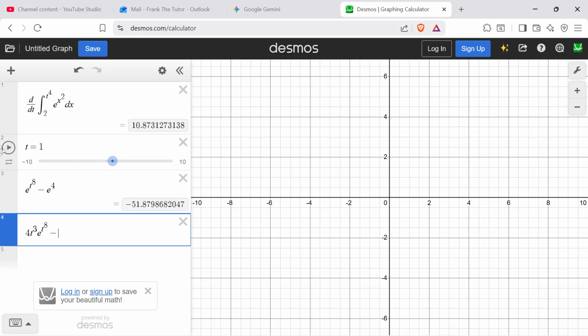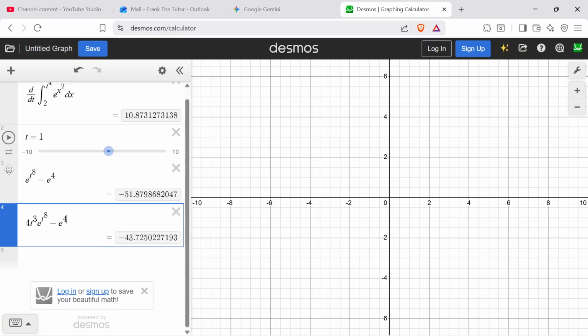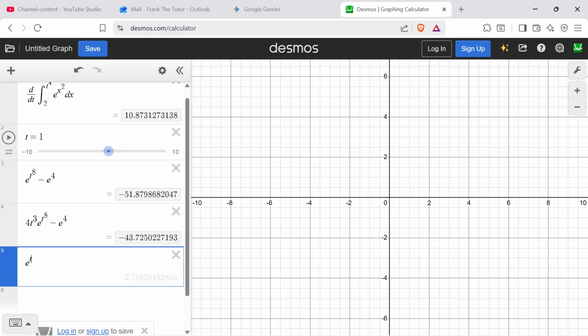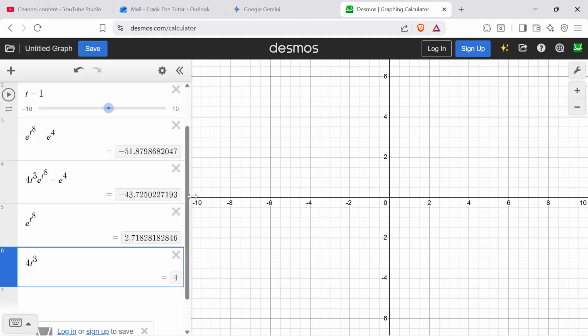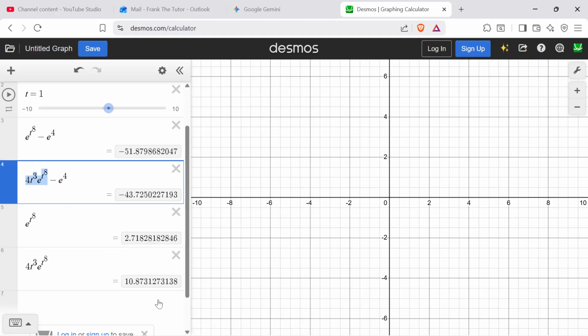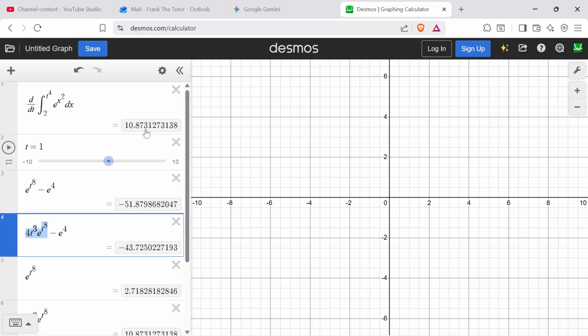so D is the answer. But if you aren't paying attention, you'd keep typing e to the fourth, and that's negative 43.7 something. Nope. e raised to the t raised to the eighth. Nope, that's only 2.71. Then I get the last one, 4t cubed times e raised to the t raised to the eighth. And that is, in fact, that's part of this answer. So if I was paying attention, I'd have had it. But that's 10.873, just like the original integral, the derivative of the integral I put in, 10.873. So you can do this one with Desmos as well.